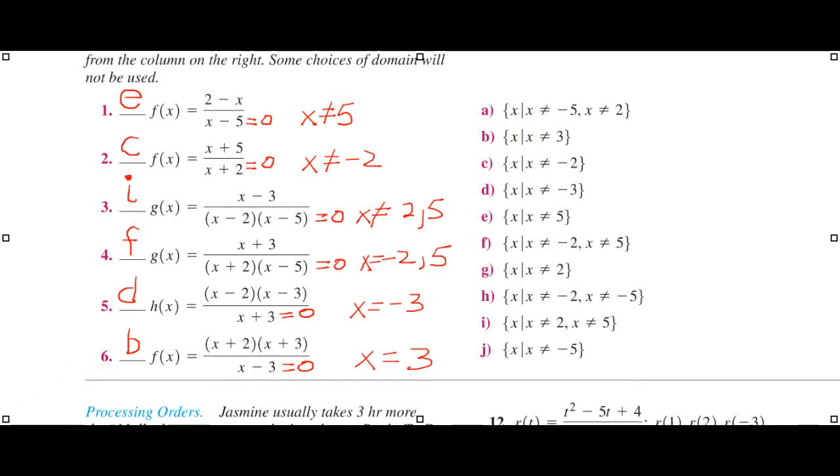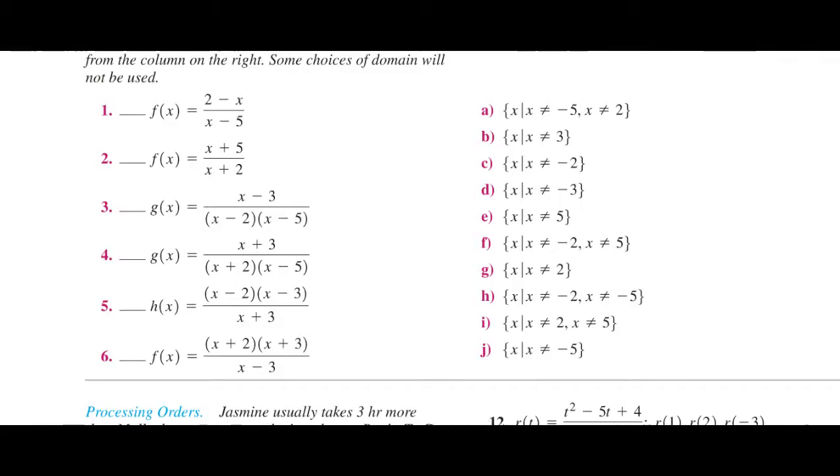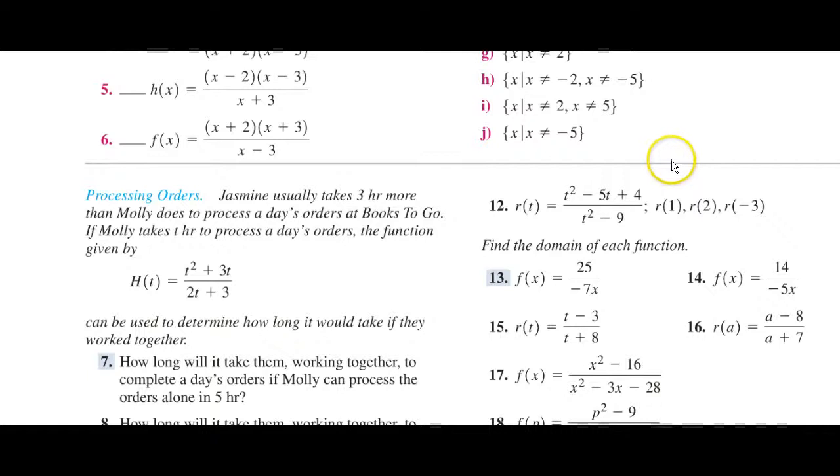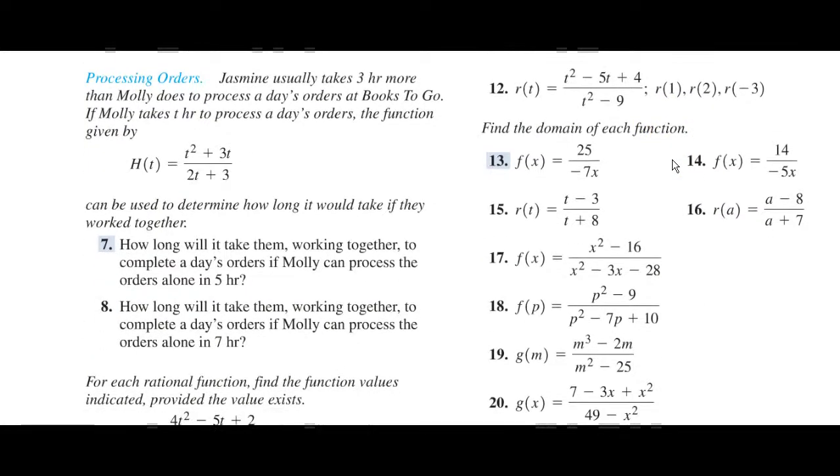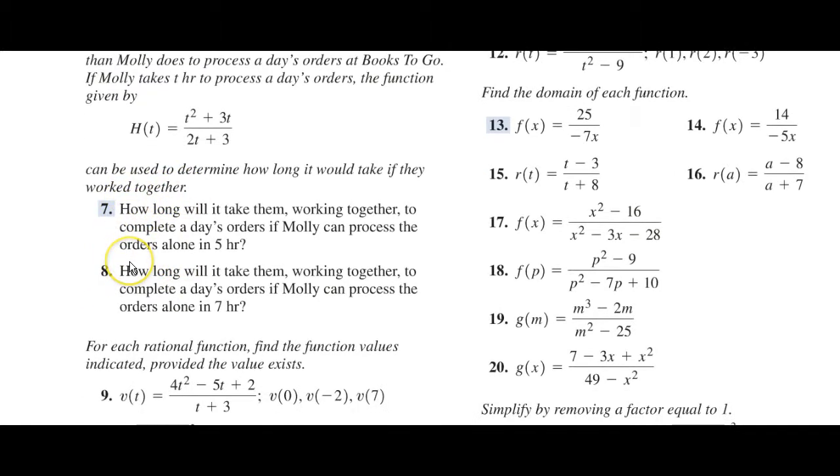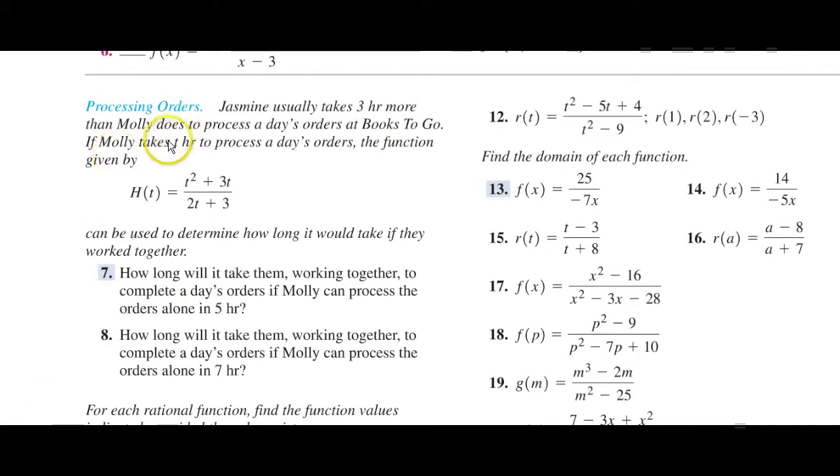Okay, we're going to continue by looking at some of the other items here. And let's take a look at example 7. See if you can come up with an equation and then perhaps a solution. Well, I cut off part of the question here, so let's take a look at it again. Jasmine usually takes 3 hours more than Molly does to process a day's order at Books to Go. If Molly takes T hours to process a day's orders, the function is given by this.